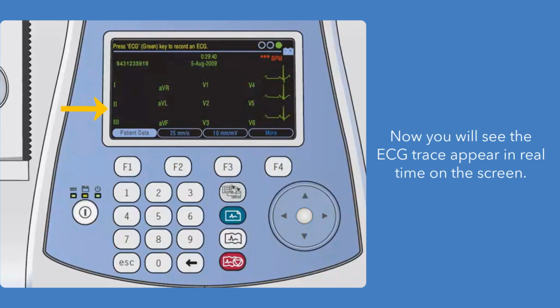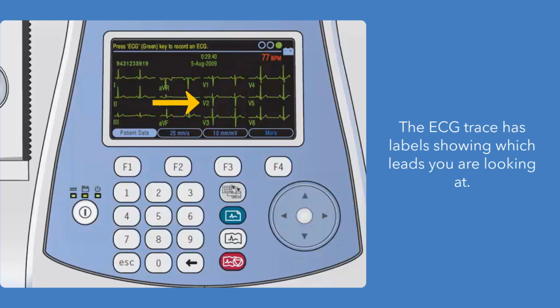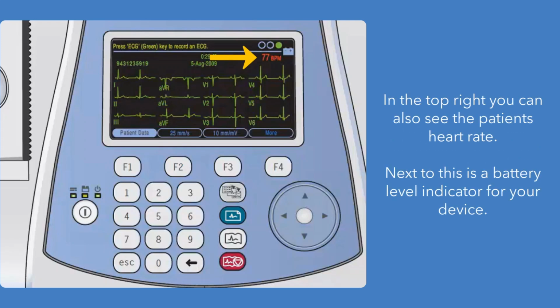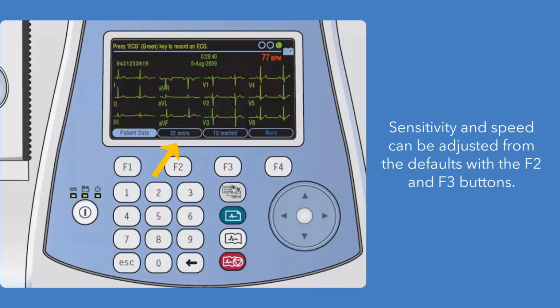Now you will see the ECG trace appear in real time on the screen. The patient ID entered will be shown on the display above the ECG traces. The ECG trace has labels showing which leads you are looking at. In the top right, you can also see the patient's heart rate. Next to this is a battery level indicator for your device. Sensitivity and speed can be adjusted from the defaults with the F2 and F3 buttons.